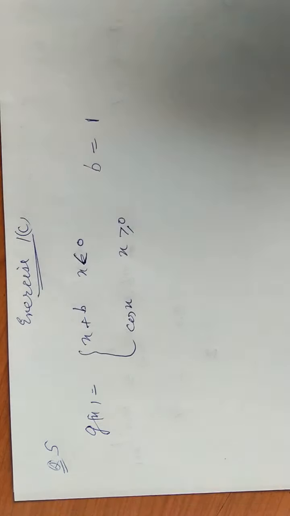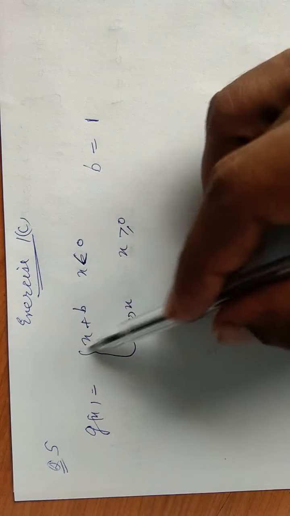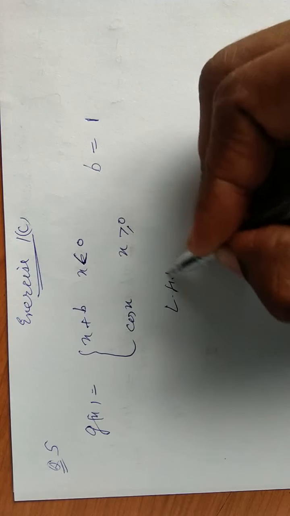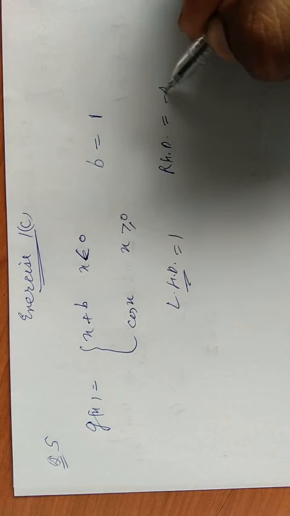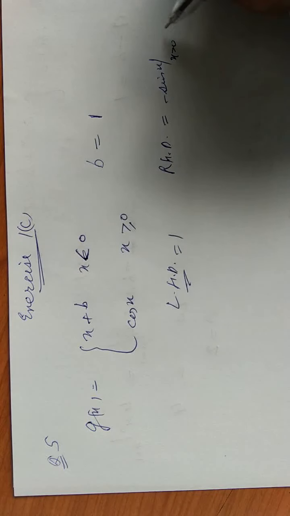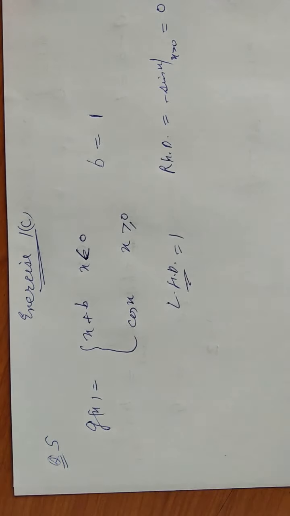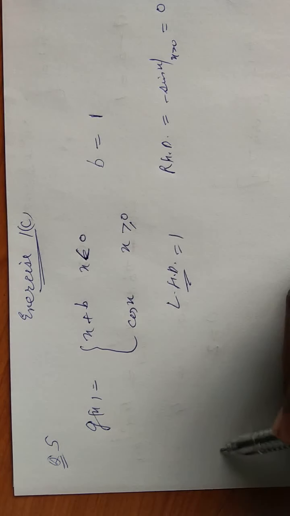And differentiating, we'd get LHD equal to 1 and RHD equal to -sin x at x equal to 0. So we can see that LHD is not equal to RHD. So for no value of b, the function can be made differentiable at x equal to 0. Okay. Moving on to the next question, question number 6.